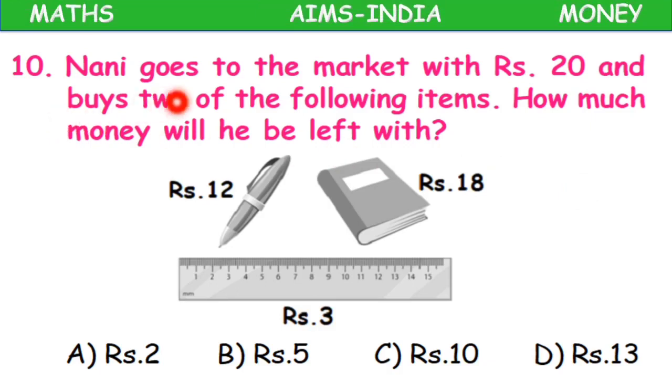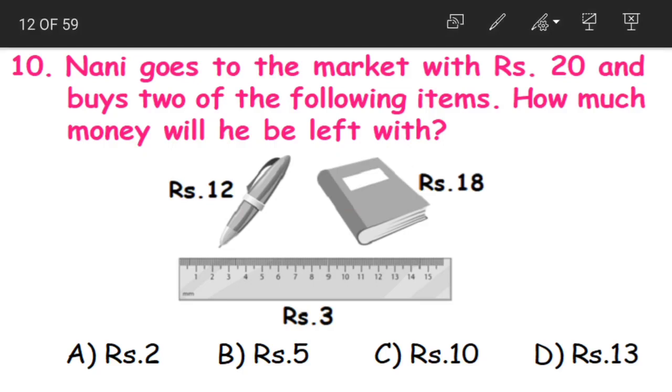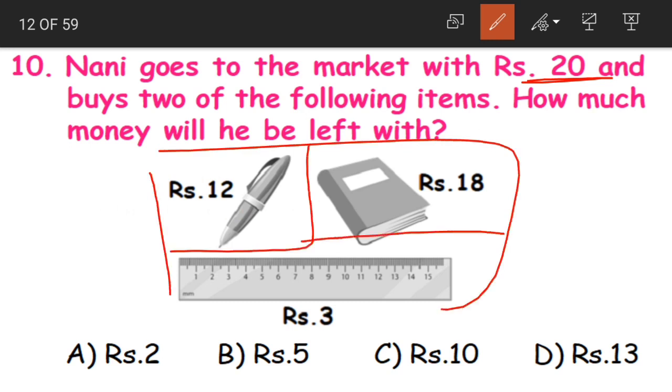Next question 10. Nani goes to the market with 20 rupees and buys 2 of the following items. How much money will he be left with? What are they saying? That our Nani here goes to the market with 20 rupees and buys only 2 of the following. We are having 3 items here and he buys only 2. How much money will he be left with after buying the 2 items?